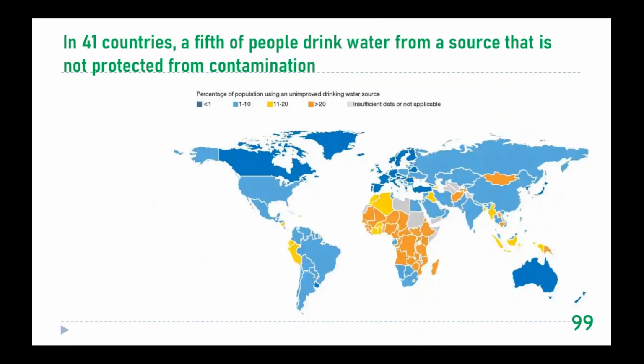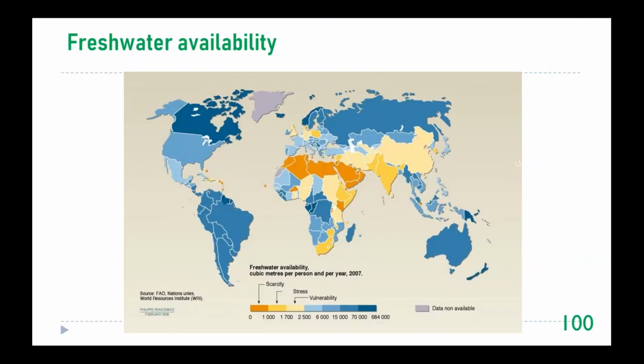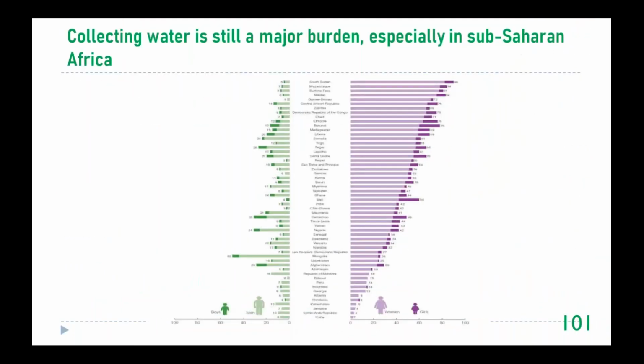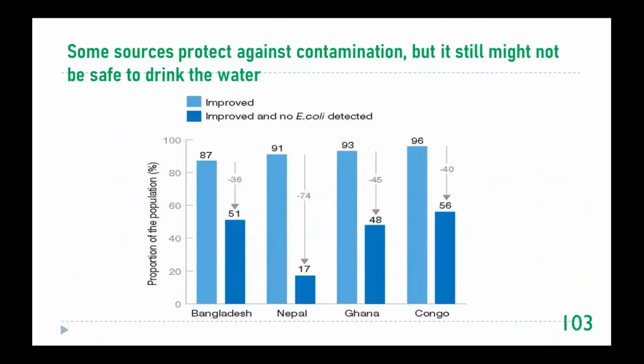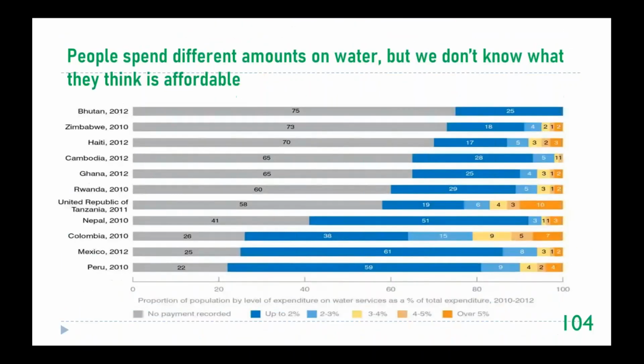Water. So water is a major problem in certain parts of the world. So freshwater availability is a factor. So people can play a part in the ESG space in these areas. In many parts of the world, water is not available all day, every day. In many places, the water is contaminated.